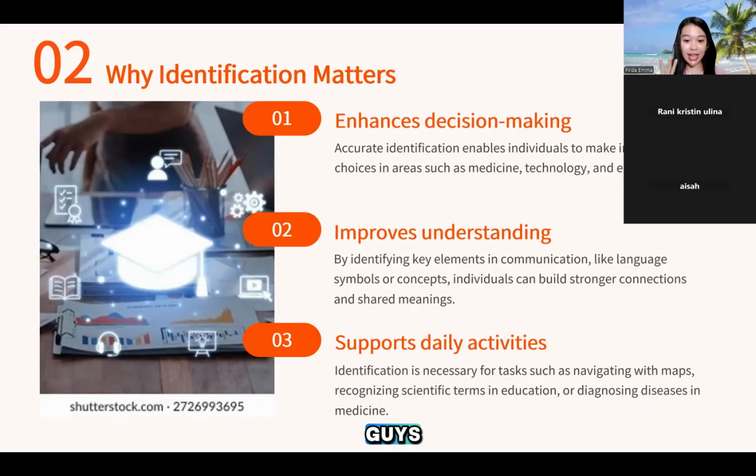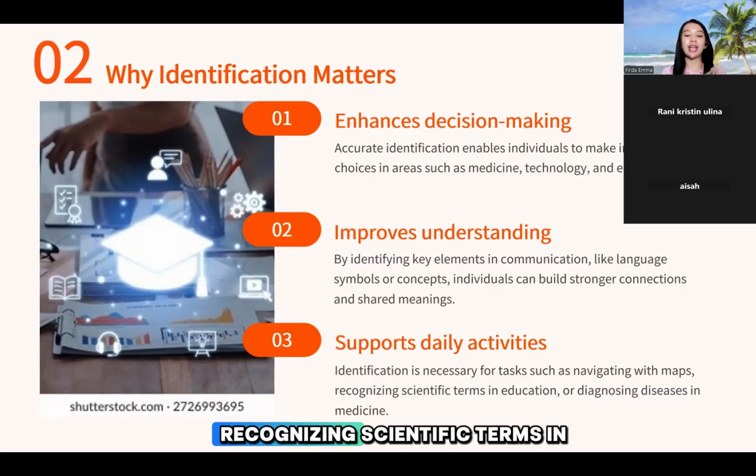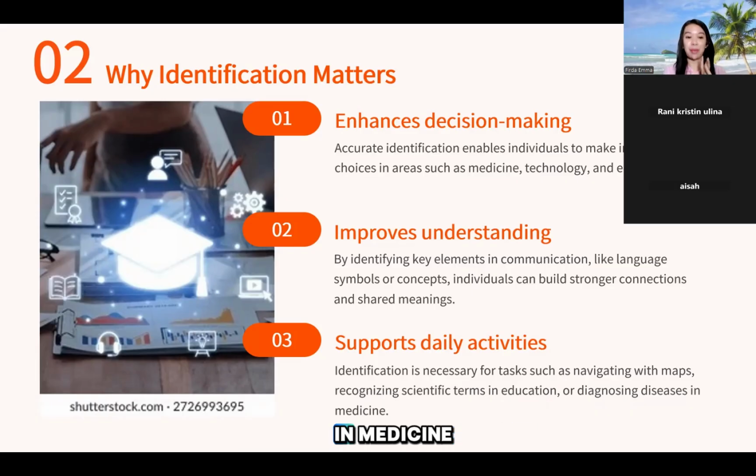And the third reason, guys, it can support our daily activities. Identification can make our tasks easier, such as navigating maps, recognizing scientific terms in education, and also diagnosing disease in medicine, which we also know in hospitals.